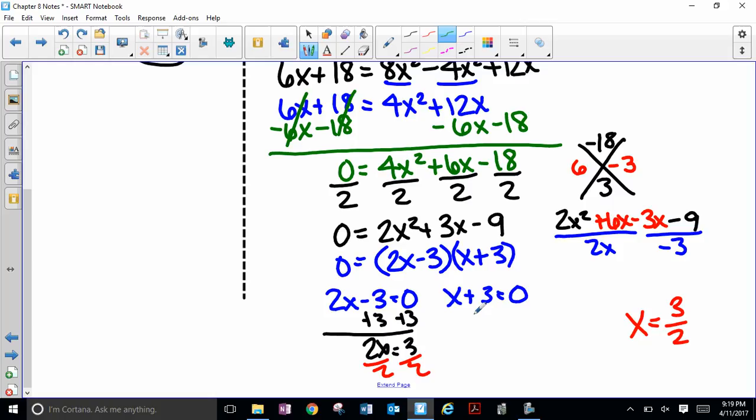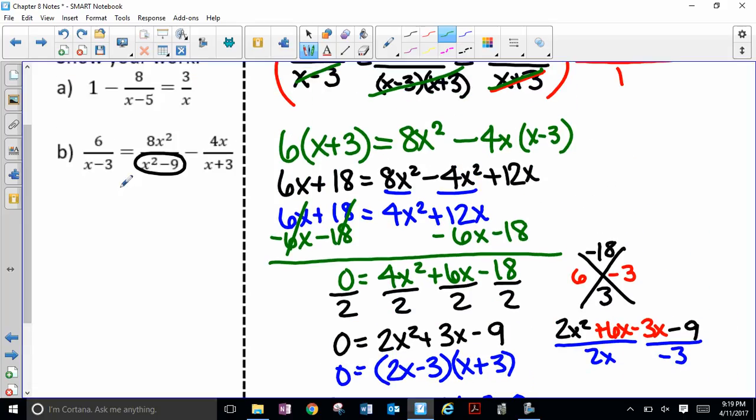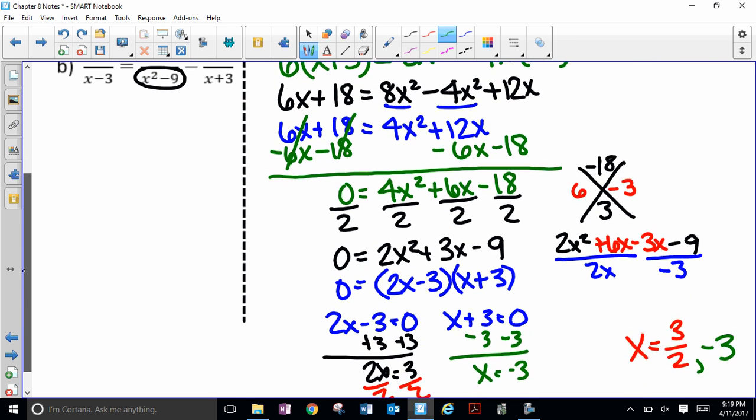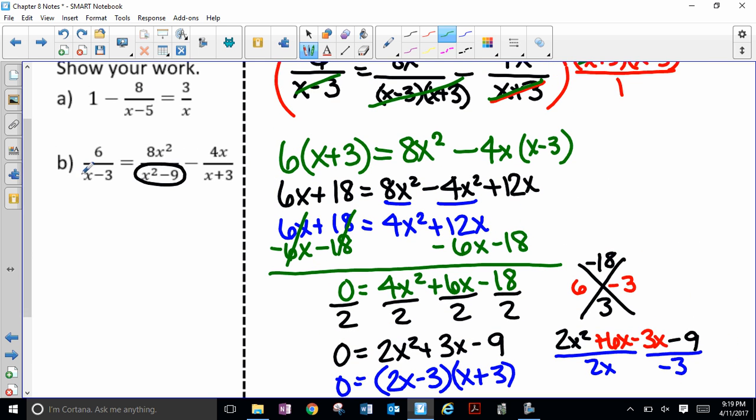Here, we would just minus the 3, so x would equal negative 3. That's your other possible answer. Now we do need to come back up here. If you go back to the original and plug in 3 halves, which is 1.5, if I did 1.5 minus 3, that will not give me 0 in the denominator, so I keep 3 halves.